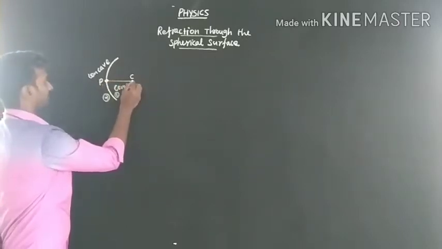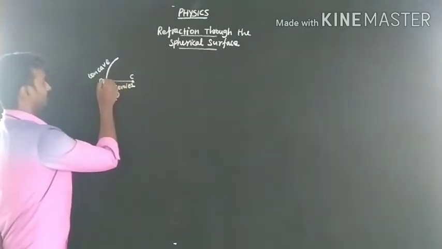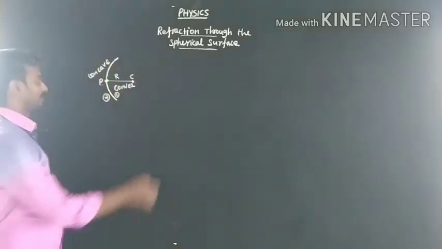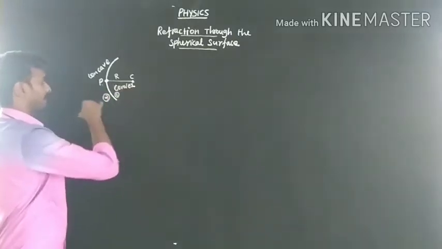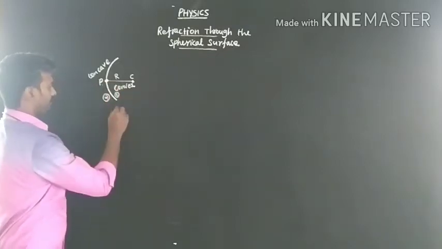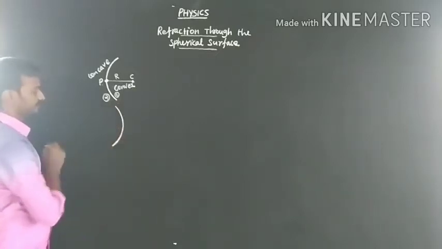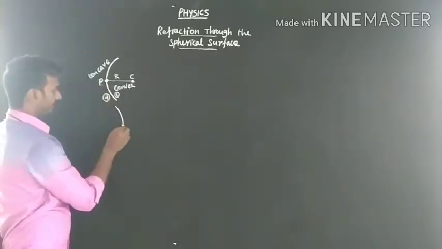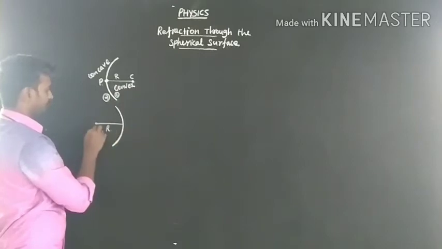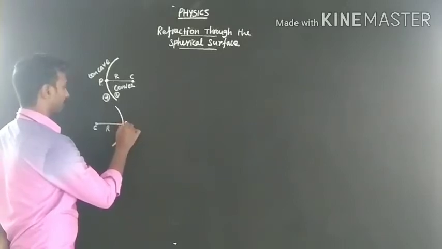Next, the distance between the center of curvature and the pole of the spherical surface is known as the radius of curvature. Therefore, for this spherical surface, the radius of curvature is along the right hand side. Suppose we invert this spherical surface, then the radius of curvature is towards the left. And the center of curvature is also towards the left, and this is the pole of the spherical surface.